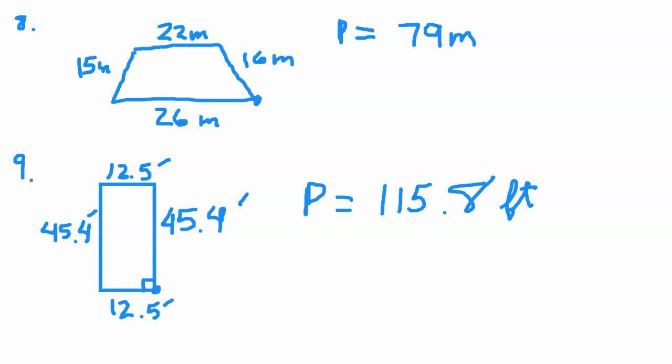Why do we have that? 45.5 plus 45, 90 plus 25. 90.8 plus 25. 115.8. Yes, you're right. Okay.